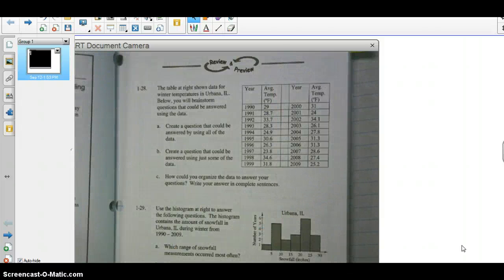So looking at it, see if for A, you can create a question that could be used for using all of the data. So you could answer a question using all of the data. Do that now. Pause the video and do that now.